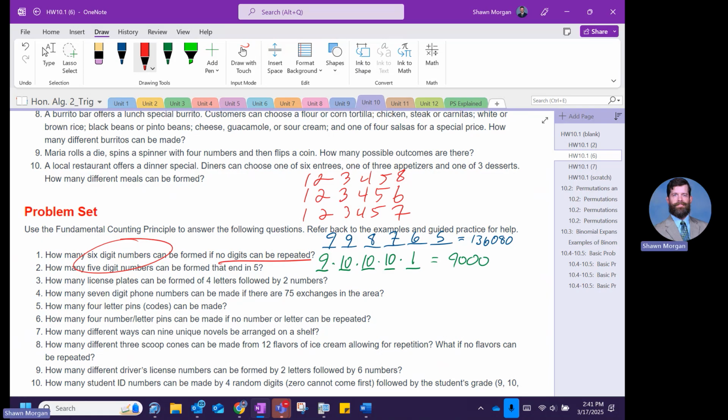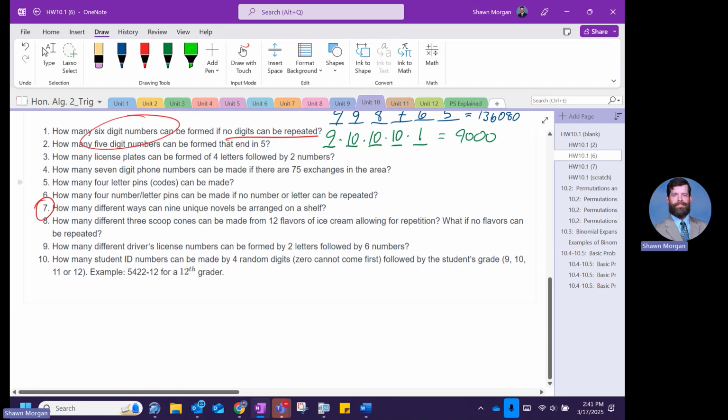All right. So take a little time out with me right here. Which number was the book one? 7? Okay. Let's look at number 7 real quick.